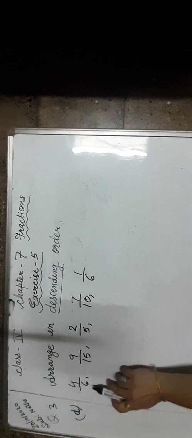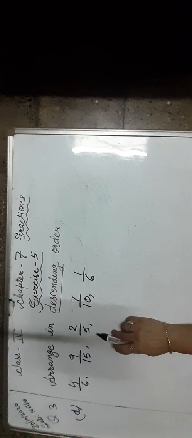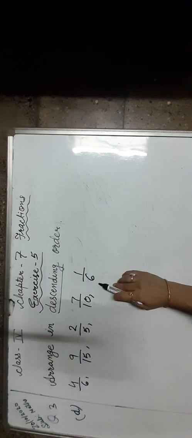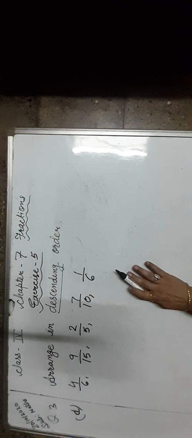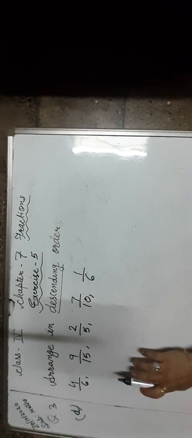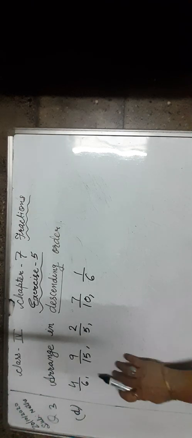Let us arrange the given fractions, that is 4 upon 6, 9 upon 15, 2 upon 5, 7 upon 10, 1 upon 6 in descending order. As you can see, all fractions have different numerators and denominators, so they are unlike fractions. First, we convert unlike fractions to like fractions. To do this, let us find the LCM of the denominators.